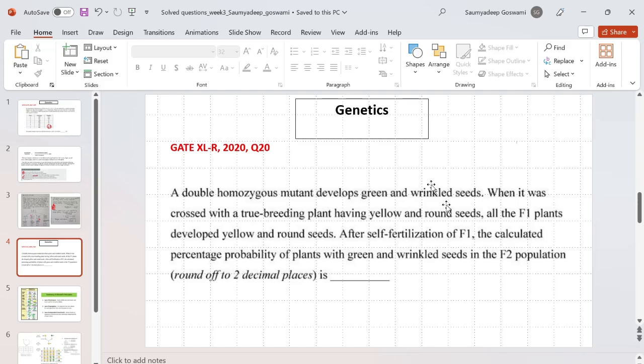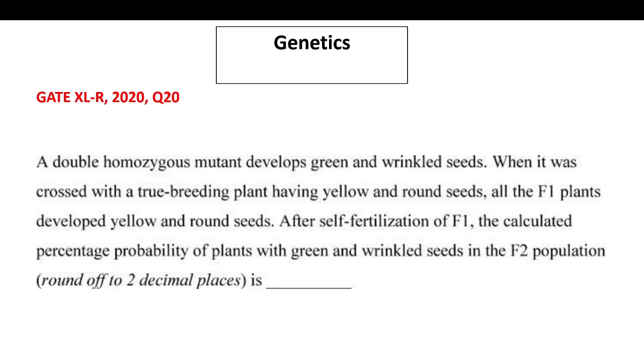But what is being asked here is a question that came in the year 2020, and it is asked in the section of botany. It is a numerical aptitude based question and it carries 2 marks. It asks: a double homozygous mutant develops green and wrinkled seeds when it is crossed with a true breeding plant having yellow and round seeds.